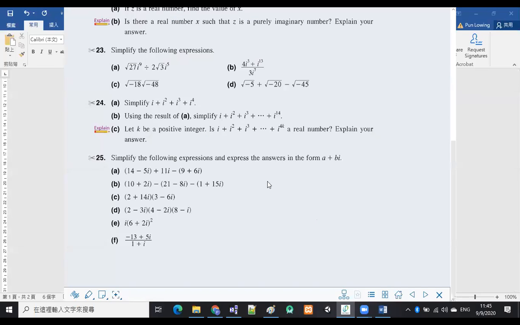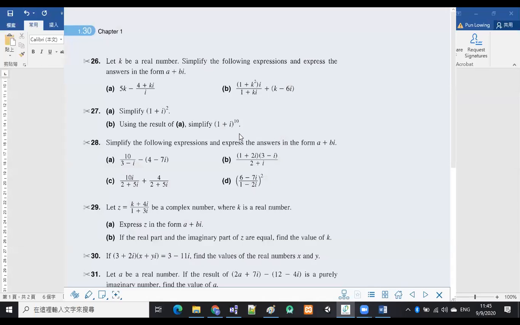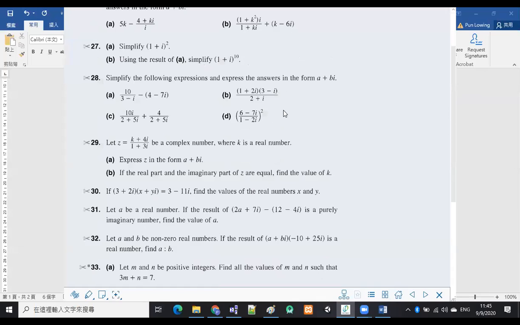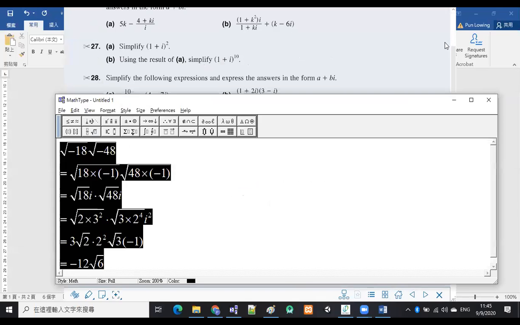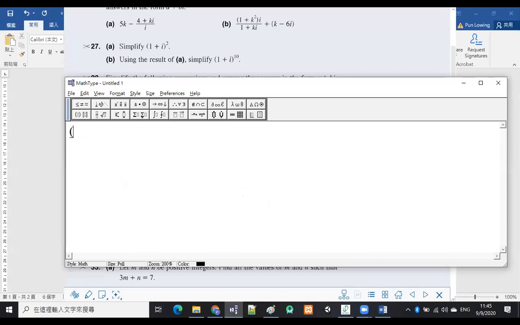27B. Let me see. I start from part A. We have (1 plus i) squared, right? It is equal to a squared plus 2ab plus b squared. It is 1 plus 2i plus negative 1, so that should be 2i. This is part A.